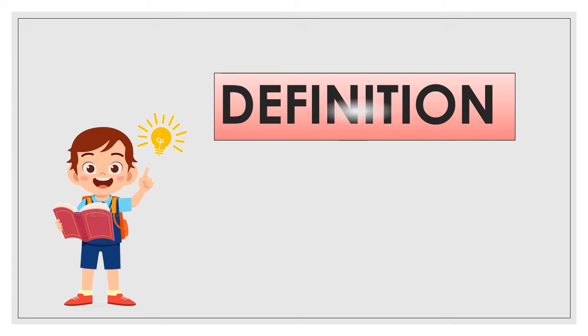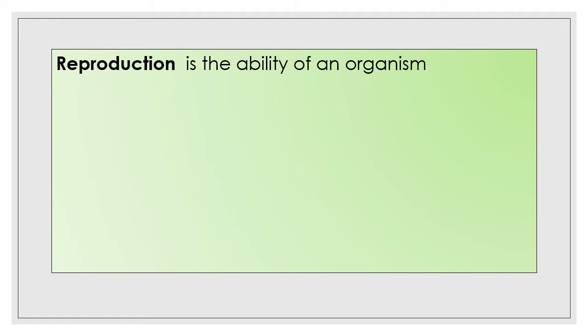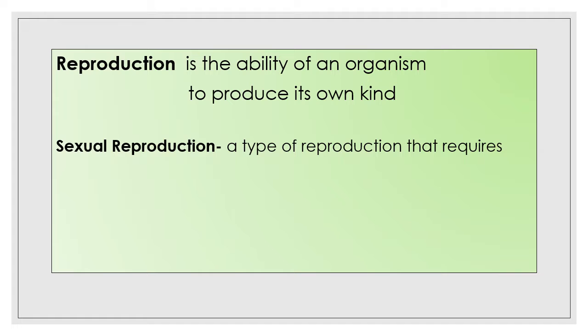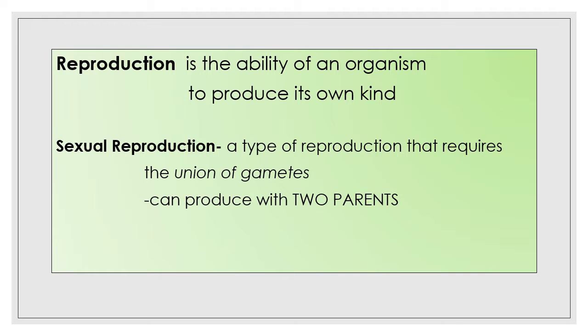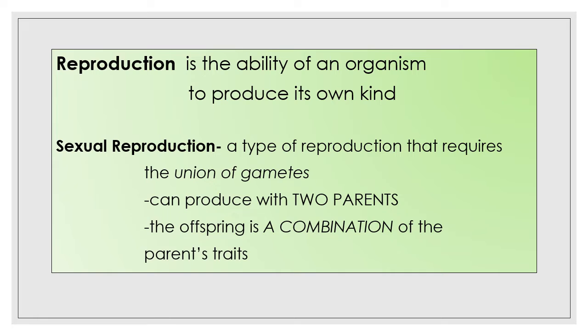Let's start with the definition. We'll define the word reproduction and sexual reproduction. Reproduction is the ability of an organism to produce its own kind, while sexual reproduction is a type of reproduction that requires the union of gametes and it can produce with two parents. The offspring is a combination of the parents' traits. Organisms must reproduce to continue their own kind.